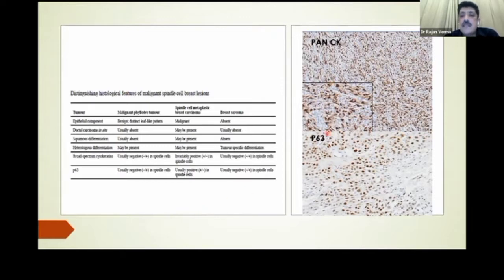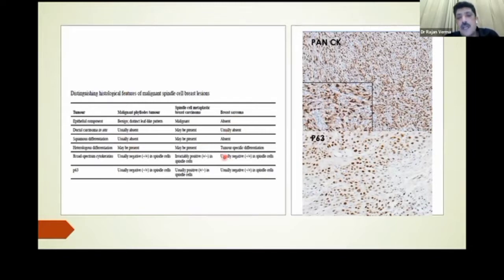I rely on the pan-CK and P63 because the epithelial component in malignant phyllodes is almost always benign. The cytokeratin labels the spindle cell component, and the P63 also labels that. So ductal carcinoma is usually absent. In many studies, it has been commented that if you get a ductal carcinoma in situ with a sarcoma-like pattern, it should point more towards the diagnosis of spindle cell metaplastic breast carcinoma. Squamous differentiation can be present, but is generally absent in pure sarcomas.